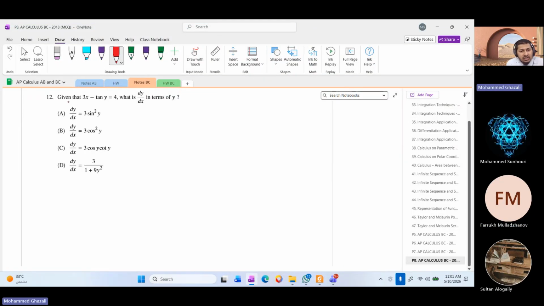Given that 3x minus tan y is equal to 4, what is dy dx in terms of y? Now remember, whenever you have a function like this, it's always implicit differentiation. y is a function in x, y is y of x. So you need to do implicit, in other words chain rule, whenever you differentiate the function y. So we're finding the derivative. What's the derivative of 3x? 3. What's the derivative of tan y?